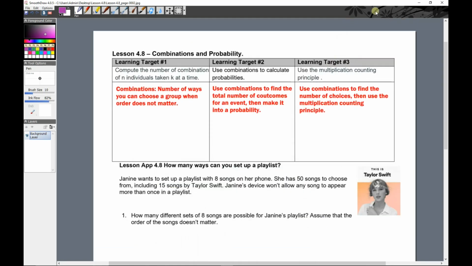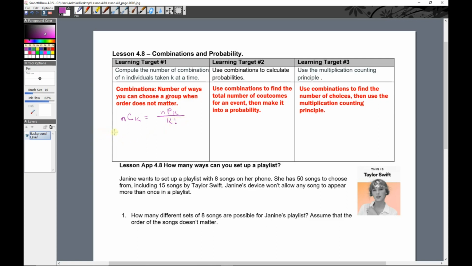Okay, we'll start with the learning target. So learning target number 1 is to just go ahead and compute combinations like we did on the front. This is just the number of ways you can choose a group when order doesn't matter. And just so that we can get all the math symbolism, this is nCk, and that's n things taken k at a time in combinations. So this will be a fraction. Remember, it's the similar permutation in the numerator, so nPk over k factorial.